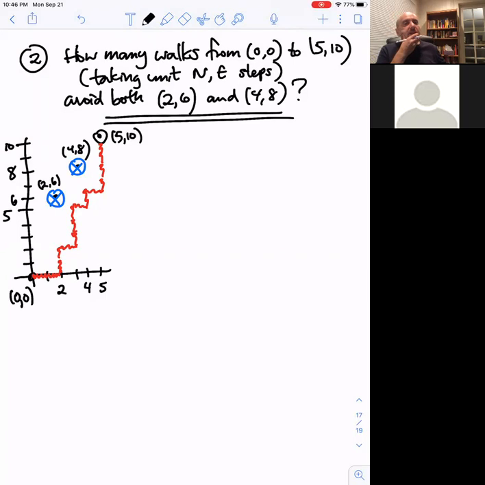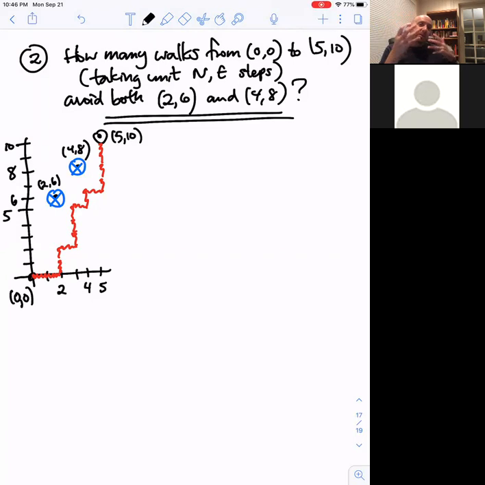Okay, and now we have a little more experience here because we're saying, aha, I'm avoiding both the 2,6 and the 4,8. There is some overlap between the things that are bad because they go through 2,6 and the things that are bad because they go through 4,8. You could go through both of them. That would be really bad. I'd be seen on both corners.